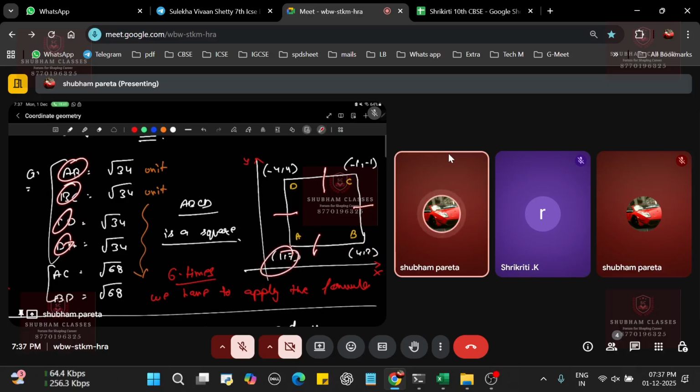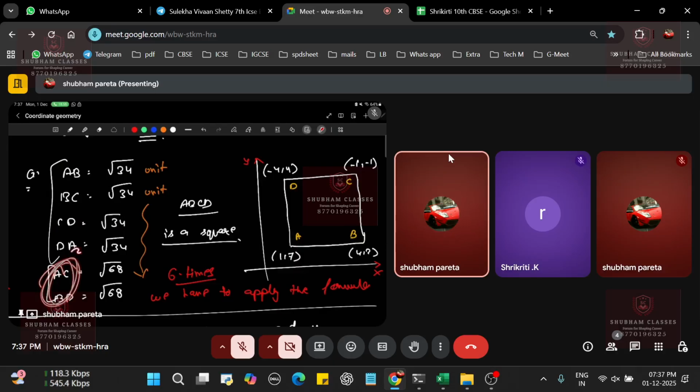Coordinates are already given to you. Find out the distance. Not only this, find out the distance of the diagonals also. Because in the square, what is the special property? What is the property for the square? In the square, their AC and BD is also given.